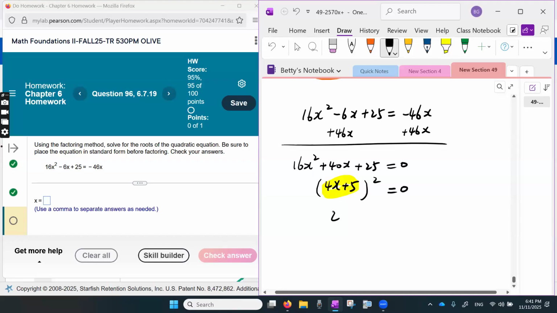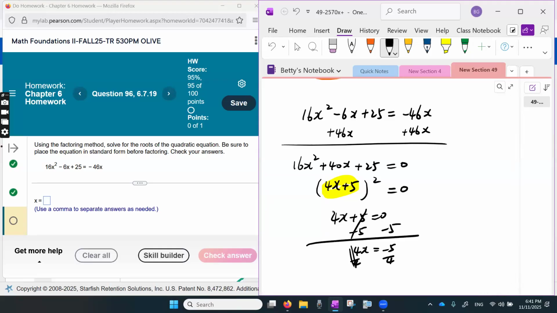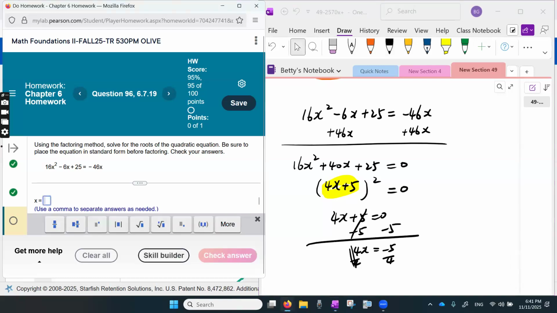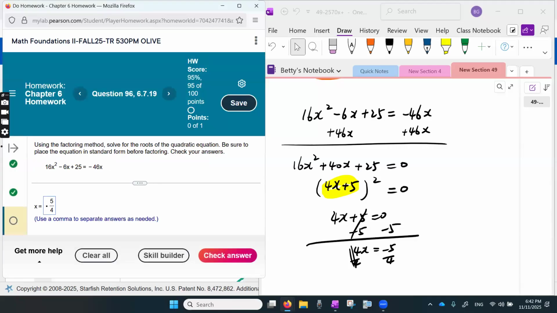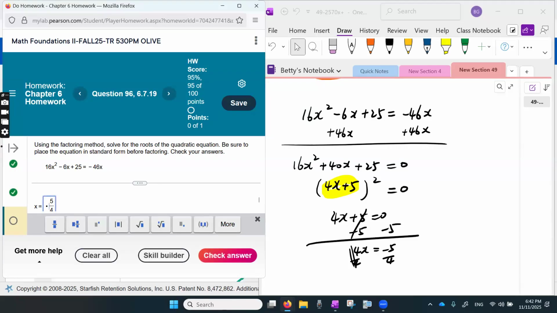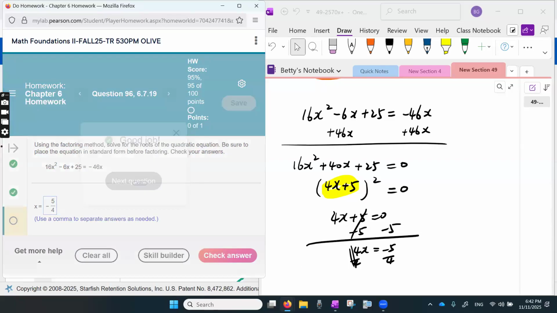So that means 4x + 5 is 0. Subtract 5 from each side. 4x = -5, divided by 4. We have x = -5/4. Okay? Negative 5 over 4. Oh, sorry. The negative sign, put a dot here. Negative sign is negative sign. Negative 5 over 4.